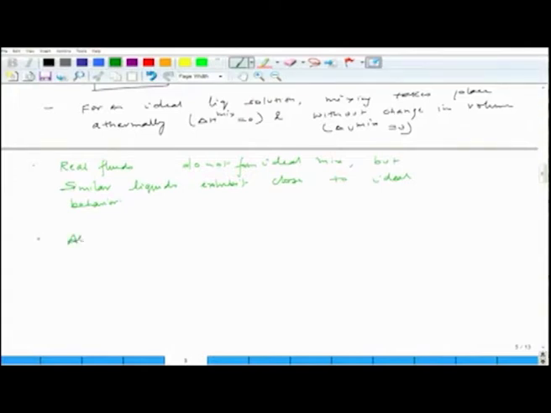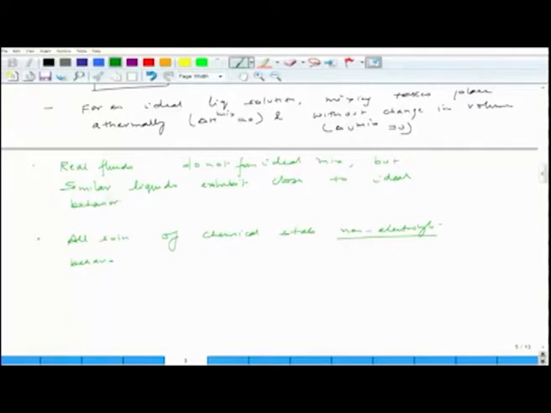Now the other important thing is that all solutions of chemically stable non-electrolytes, this is important, behave ideally in the limit of infinite dilution, which essentially means that if the solution is extremely dilute, then they will start behaving like an ideal solution.